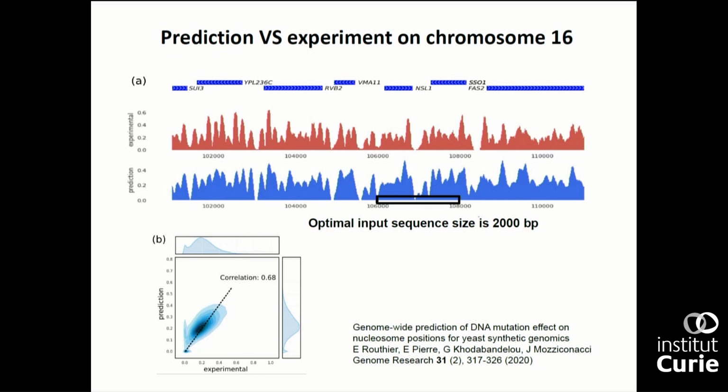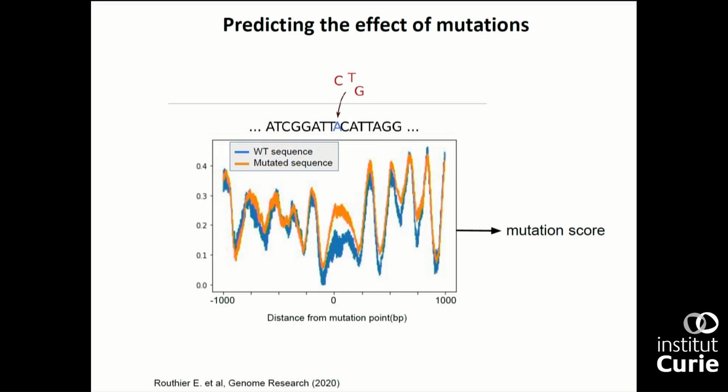So now that we have this network in hand, we can do what I was telling you that we were going to do in part 2, which is to look for the effect of mutations. So here is the density of nucleosome over a 2 kb region, here in blue, the wild type sequence. Now, here at point 0, I change the A, and I replace it either by a C, a T, or a G. And then I have the profile over the mutated sequence.